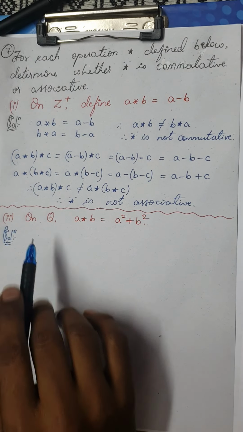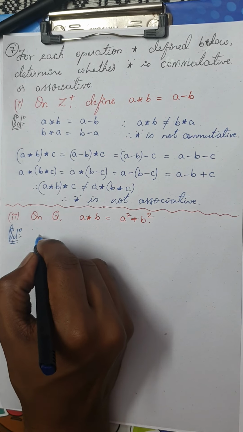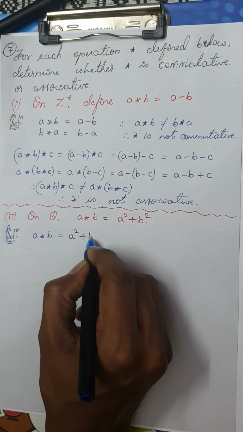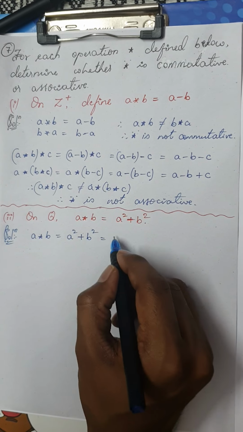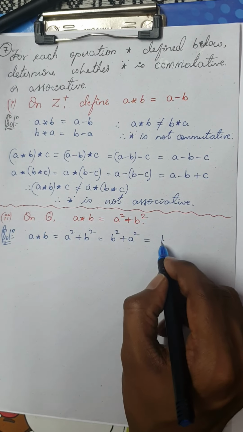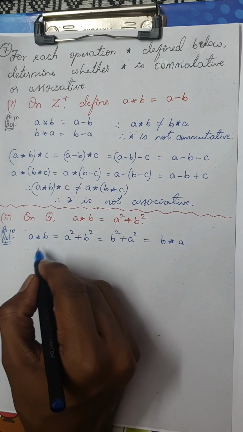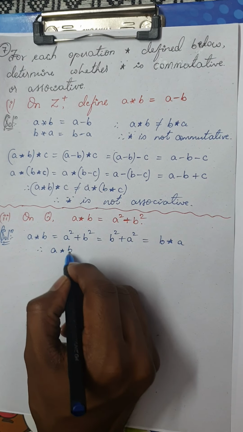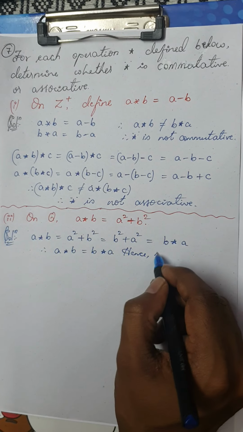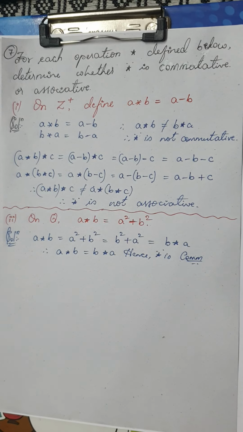Next binary operation is on the set of rational numbers Q, A star B is equal to A square plus B square. Now let us check this. A star B is nothing but A square plus B square. A square plus B square can also be written as B square plus A square. That is nothing but B star A. I started with A star B, I got B star A. Therefore, A star B is equal to B star A. Hence, star is commutative. Okay? You write down in detail.